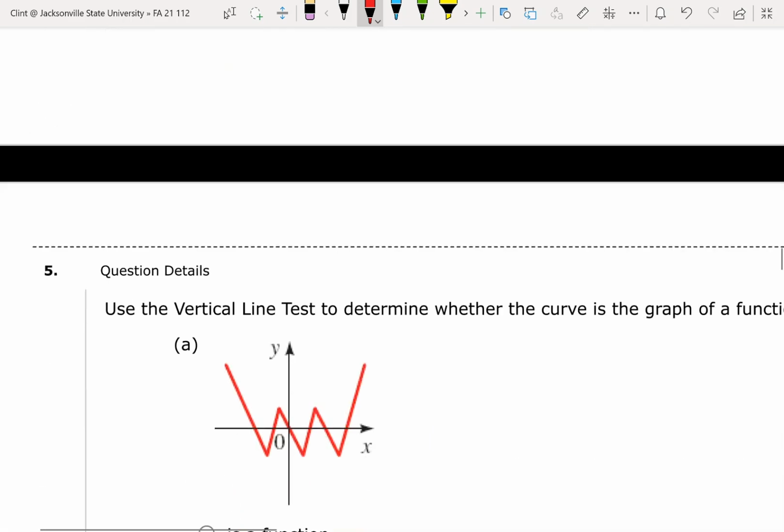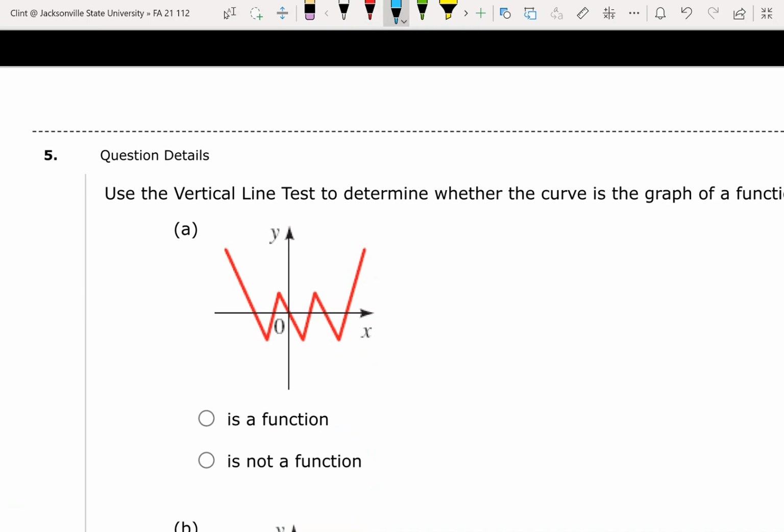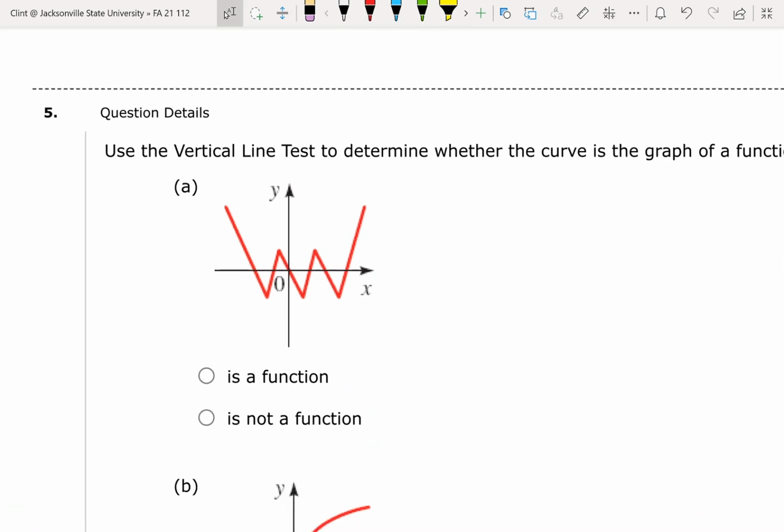Switching colors here since the graphs are red. Use the vertical line test to determine whether the curve is a function. The vertical line test says if there's anywhere we can draw a vertical line where it touches the graph more than once, it's not a function. In this case, no matter where we draw a vertical line, it's only going to touch once, so it is a function.